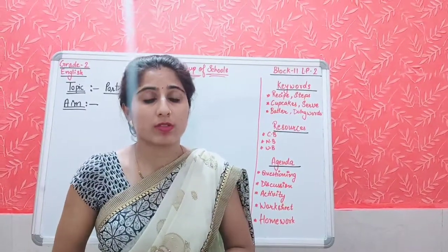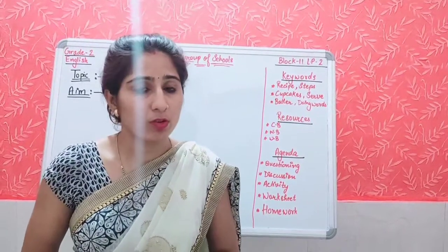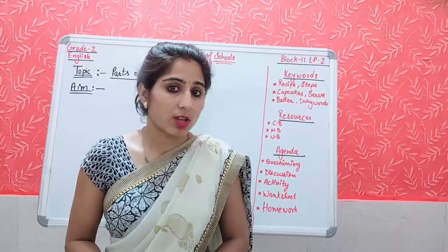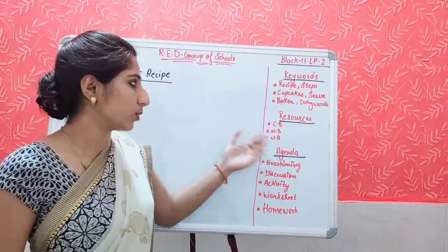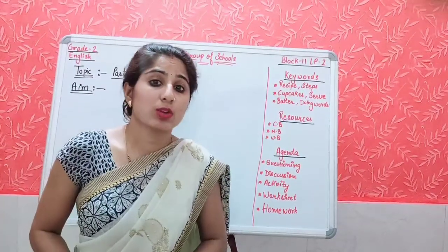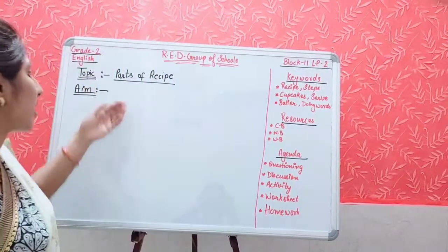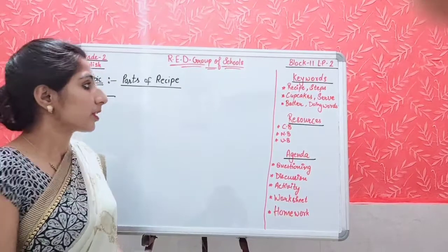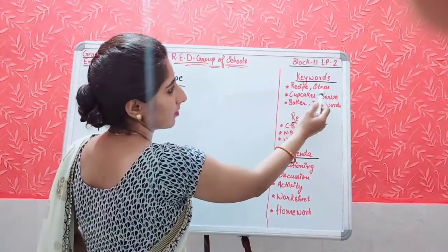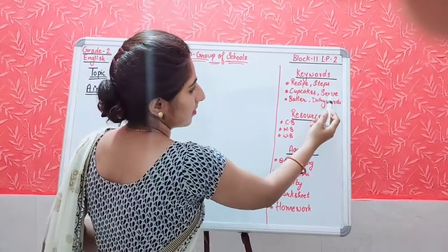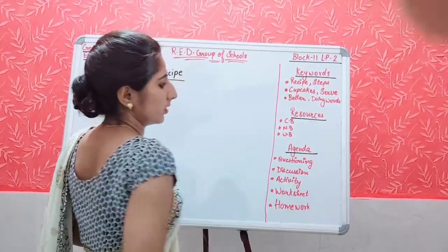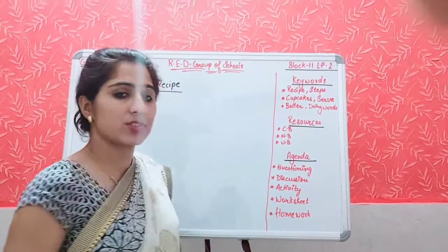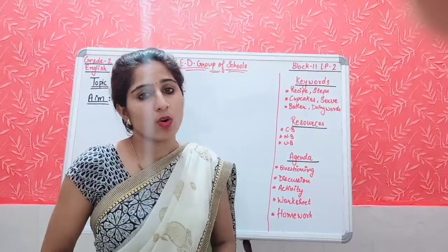Dear students, today we are going to start our second lesson plan of Block 11. The resources for today's class are the content book, notebook and workbook. Our topic today is parts of a recipe. Keywords for today's class: recipe, steps, cupcakes, serve, batter, doing words. And our agenda, as you know: questioning, discussion, activity, worksheet and then the homework part.